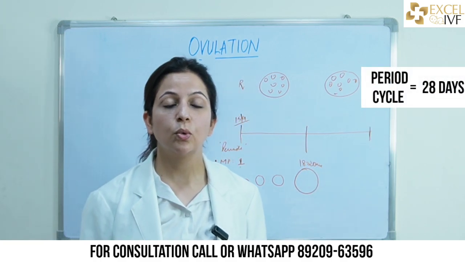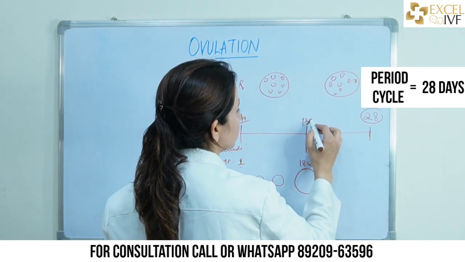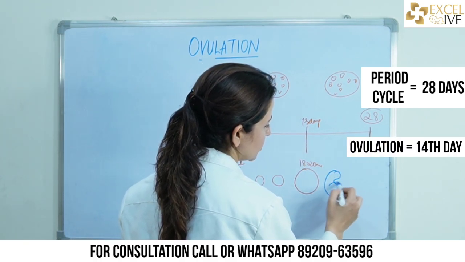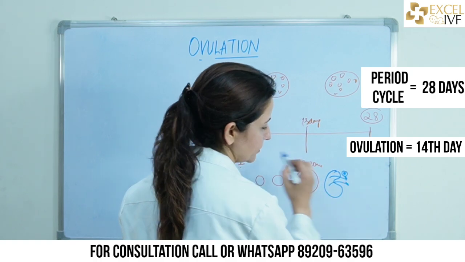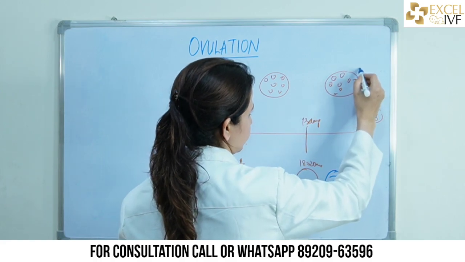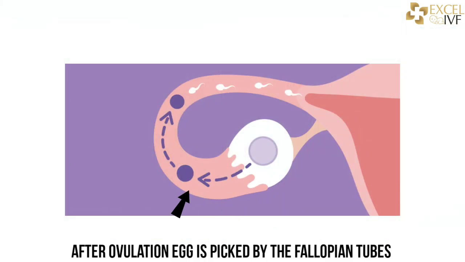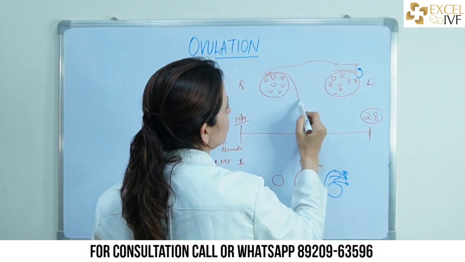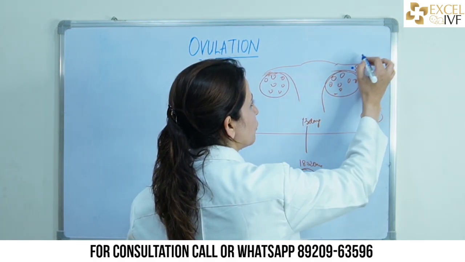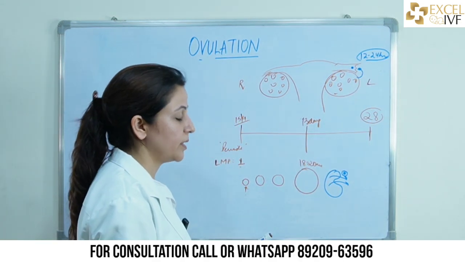So, for a woman who has a 28-day cycle, this phenomenon will happen on the 13th day. And on the 14th day, this follicle will release all its fluid along with the egg. And this egg is then picked up by the fallopian tubes. Fallopian tubes are nothing but a conduit that connects the ovary with the uterus. The fallopian tube will pick up the egg and the egg will stay there for 12 to 24 hours, after which it undergoes disintegration. It gets destroyed in the body.